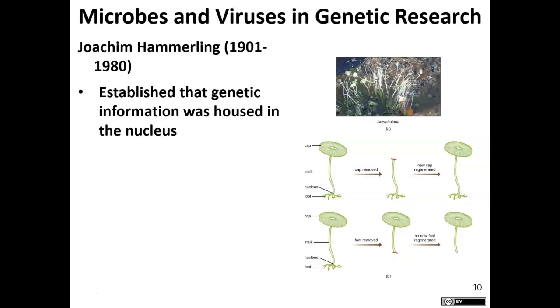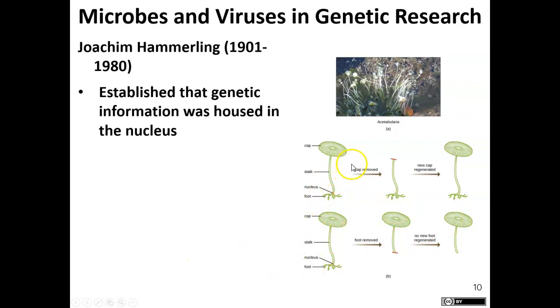So all this is happening, and we still don't actually know if DNA is genetic material. But right now we do have an idea that whatever the genetic material is, it's in the nucleus. And so Joachim Hämmerling actually established that the genetic information was housed in the nucleus. He was studying a certain type of alga called Acetabularia, and that's what this is right here.